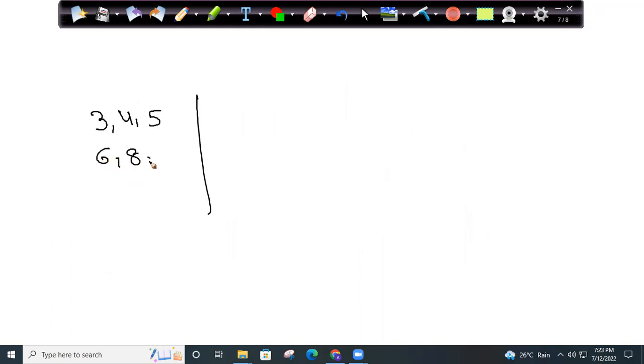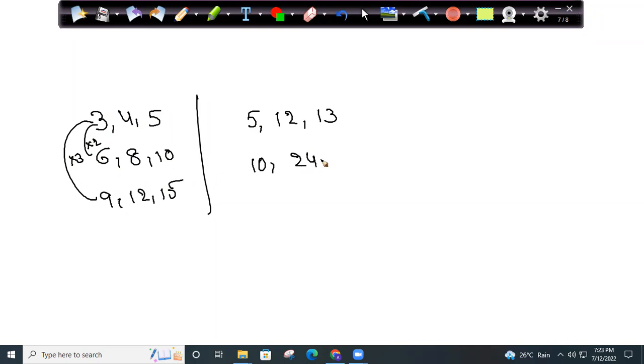Other is 6, 8, 10. Other is 9, 12, 15. I'm doing it simply. I'm just doubling this, and making 3 times of this. 3 into 2, 6, 4 into 2, 8, 5 into 2, 10, 3 into 3, 9, 4 into 3, 12, 5 into 3, 15. Next is 5, 12, 13. Just double this, you get 10, 24, 26.